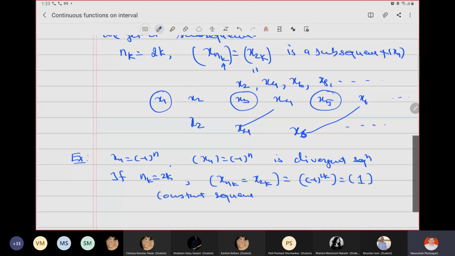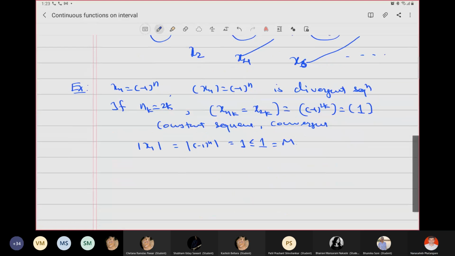Right, so we deleted our odd terms, that means minus 1 terms. And what we get, the subsequence is convergent. And why is this possible in this case? Because you look at xn, the absolute value of xn, that means minus 1 raised to n, which is 1. We can say it is less than or equal to 1. Because our xn is bounded, that's why we could find a subsequence which is convergent.